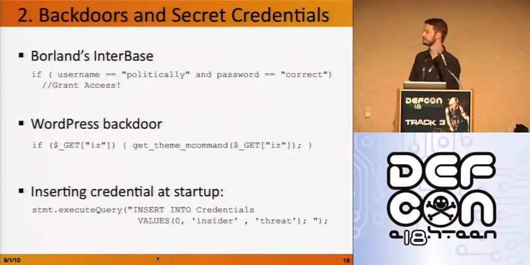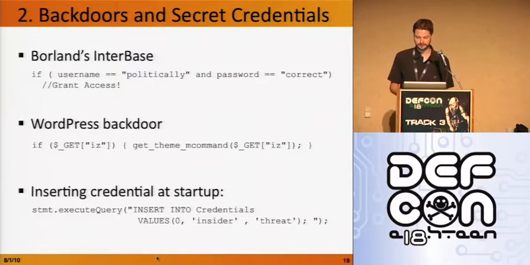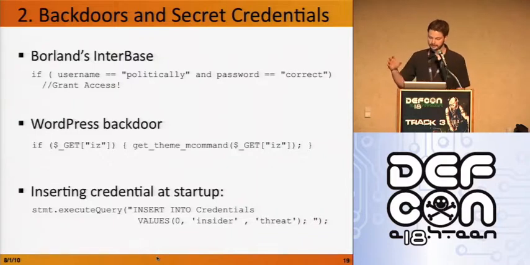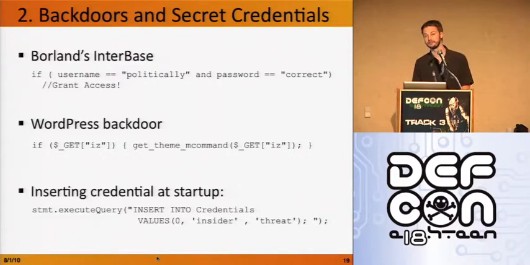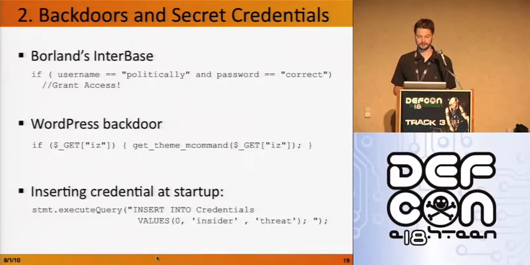A couple of examples over here. Well, I've explained already the Borland InterBase example where you insert a hard-coded username and password. Another one to secure your way afterwards was the WordPress backdoor. So you can still execute commands on the server itself if you know the special parameter. Knowing the special parameter means you can execute whatever you want on the server. So later on you can grant yourself access.